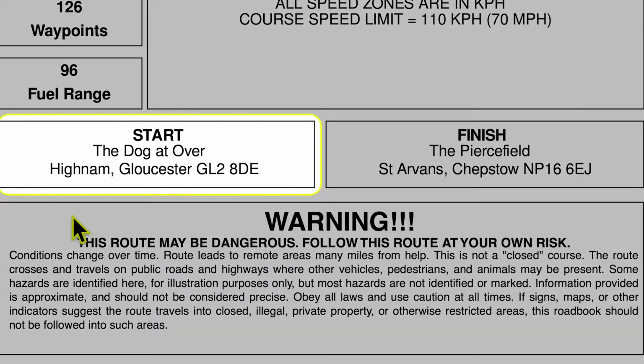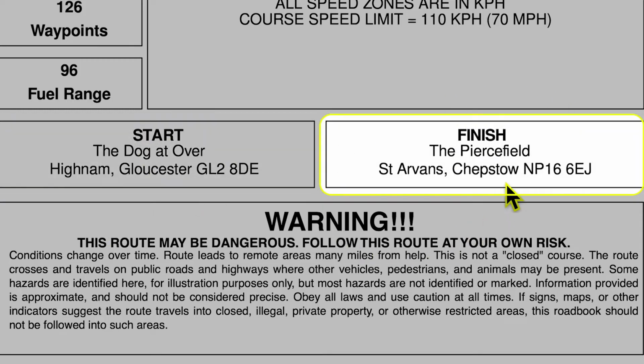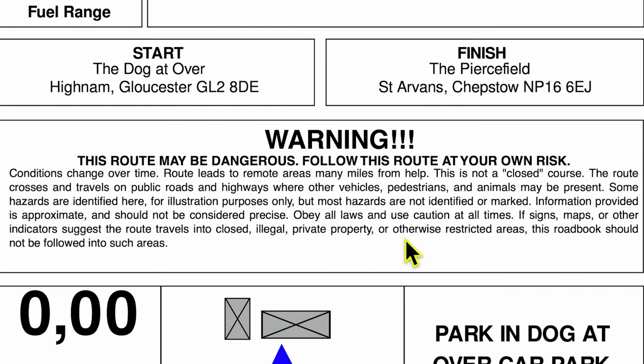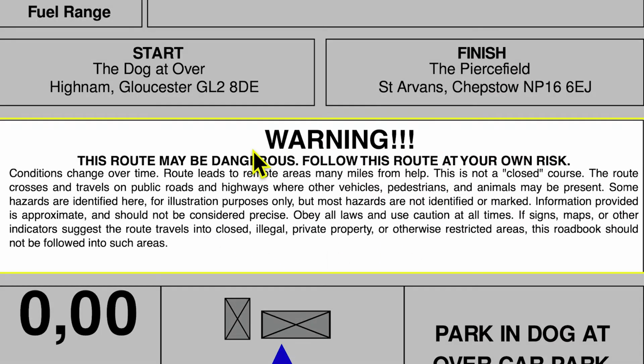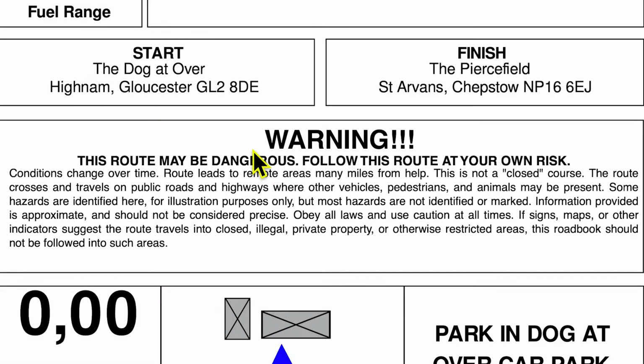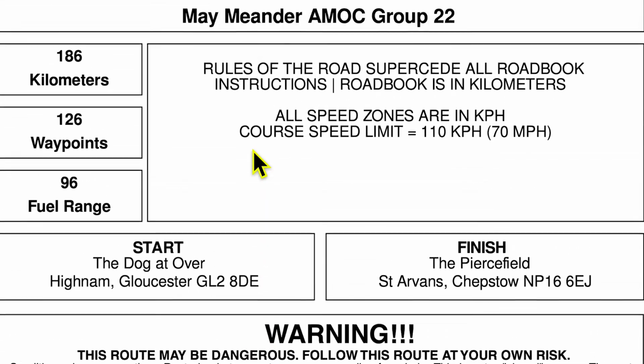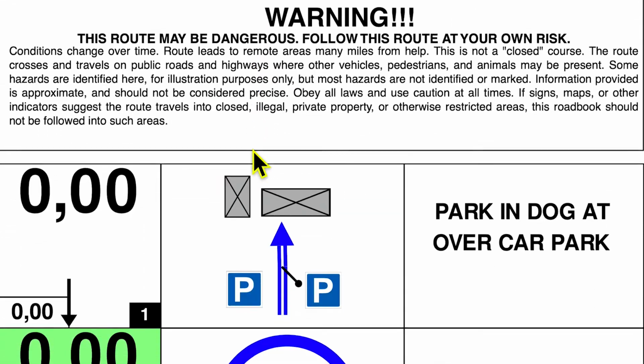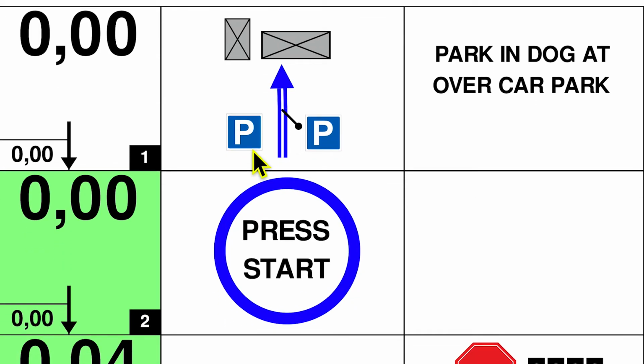You'll have your start location and you'll have your finish location. And just to cover everything off, there's the ubiquitous warning that following the route may be dangerous and you do this at your own risk. That's really the header of the roadbook, and that'll be the same format every time, and then you get into the roadbook itself.